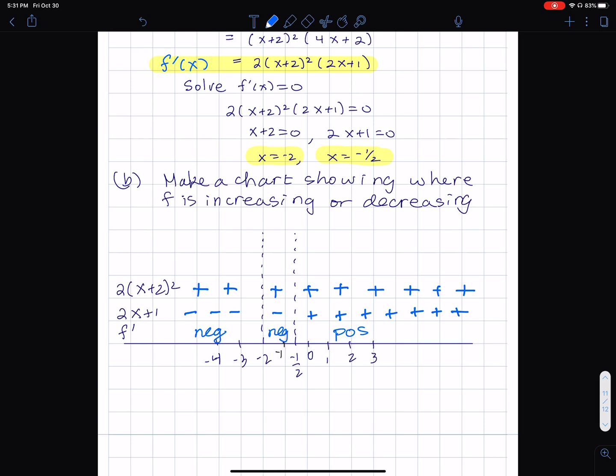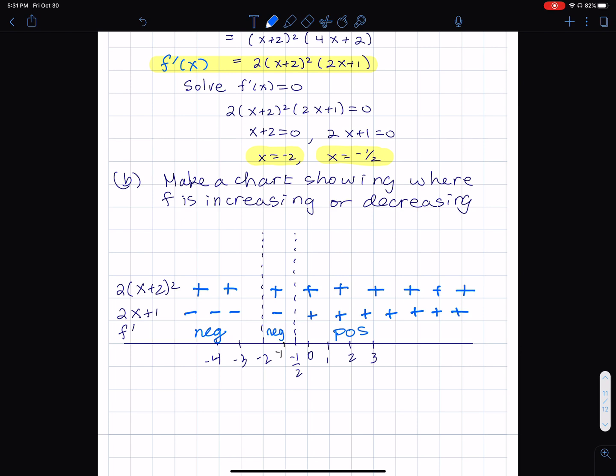Notice how the sign as we cross over negative 2 does not change. And that is because it's x plus 2 to the second power. So when I look at my chart, that repeat, negative, negative, corresponds to crossing over negative 2. And negative 2 goes along with (x plus 2) squared. Because it's squared, it doesn't flip in sign. But at negative 1/2, we go from negative to positive. That happens because 2x plus 1 is raised to the first power. And therefore, as we see, 2x plus 1 flips from negative to positive.